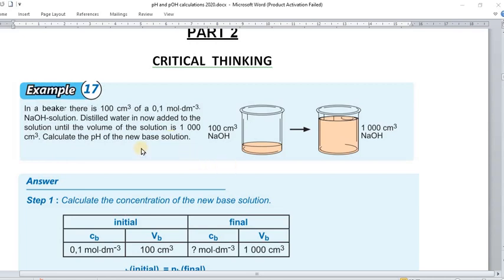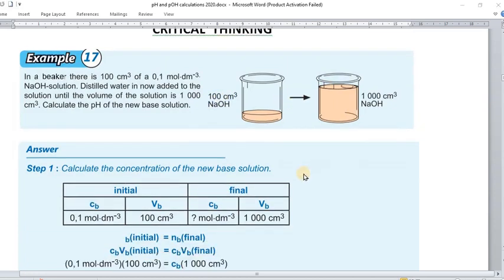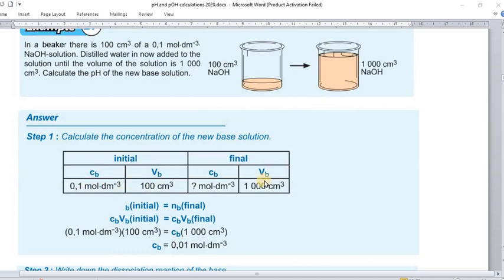So in this case, you are looking at, in a beaker, there is 100 centimeter cube of this concentration sodium hydroxide. Still water is now added to the solution until the volume of the solution is this. So you are saying the volume has changed from this to this. You also know the initial concentration. And therefore, by method of dilution, you should get the final concentration. And that is what has been established over here.